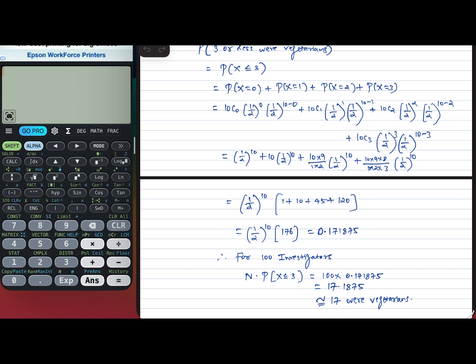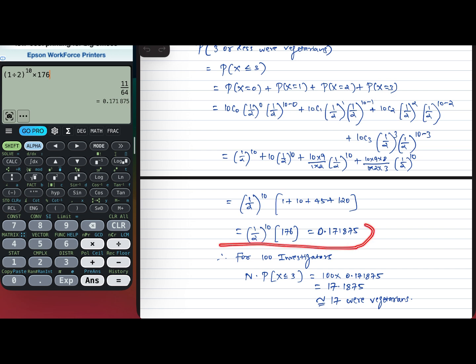Let me clear this. It is 1 over 2 to the power 10, multiplied by 176, and that gives you 0.171875.